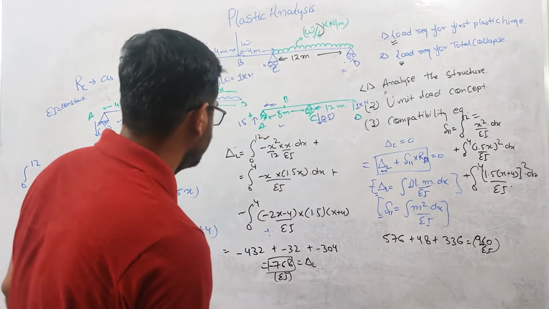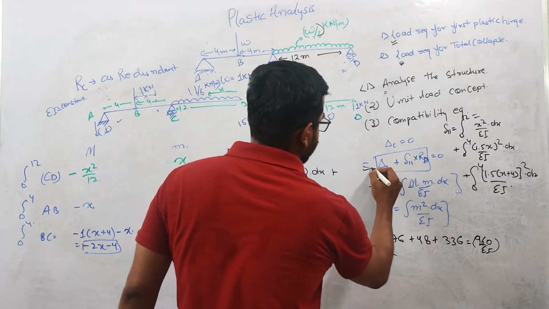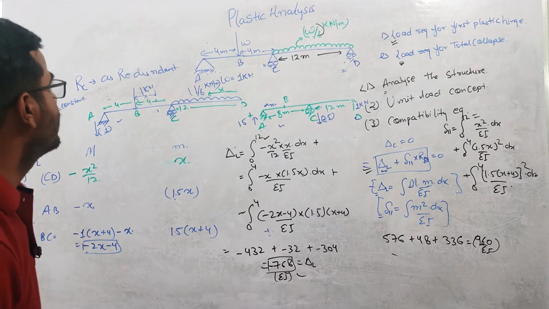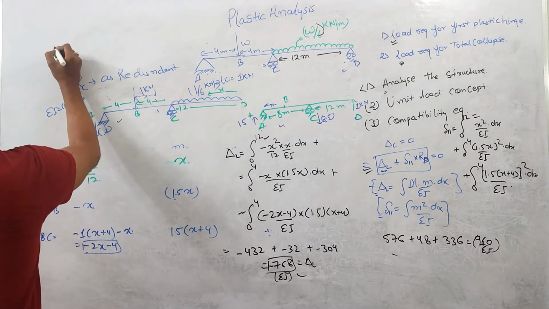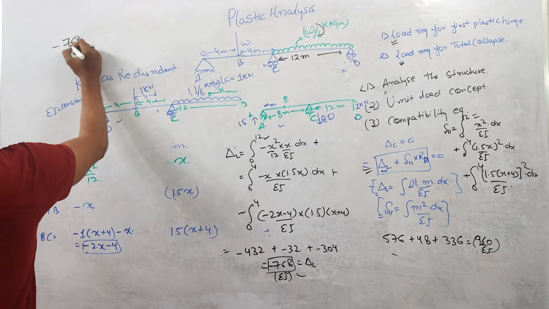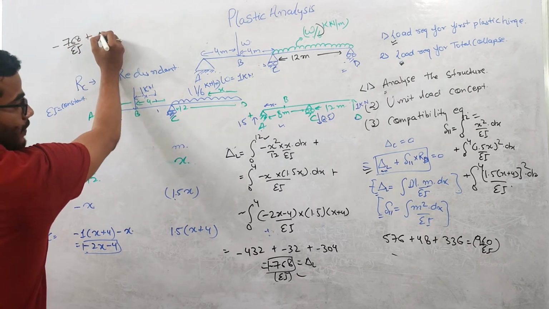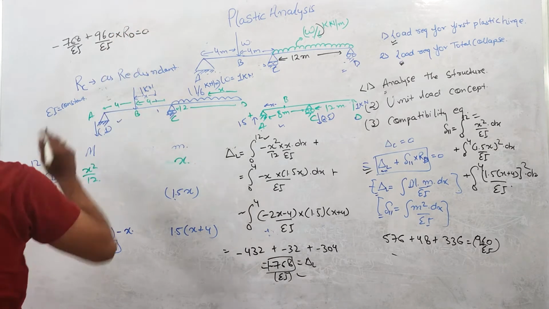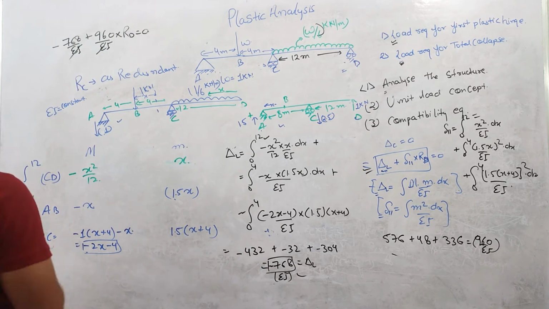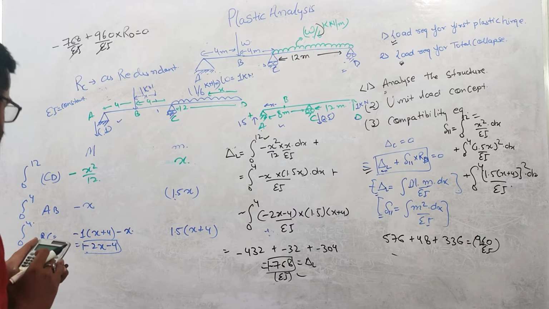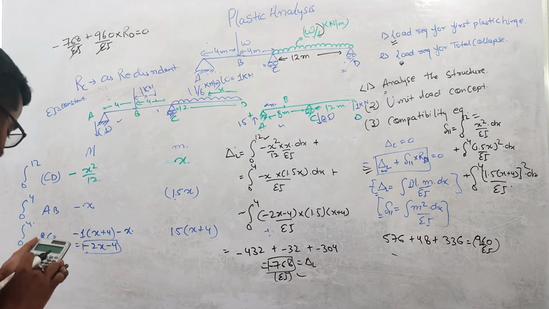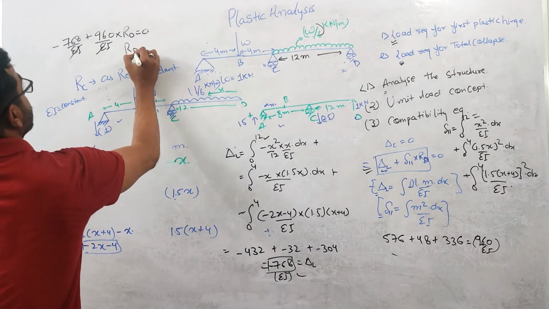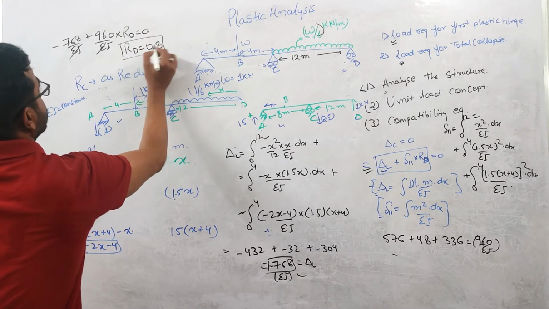So if you put these two values into this compatibility equation, we will be getting the value of the redundant RD, right. So equation will be 768 over EI plus del 11 is 960 over EI into RD equals to 0. Okay, so EI will cancel out each other. So 768 divided by 960 will give me the value RD equals to 0.8, right.